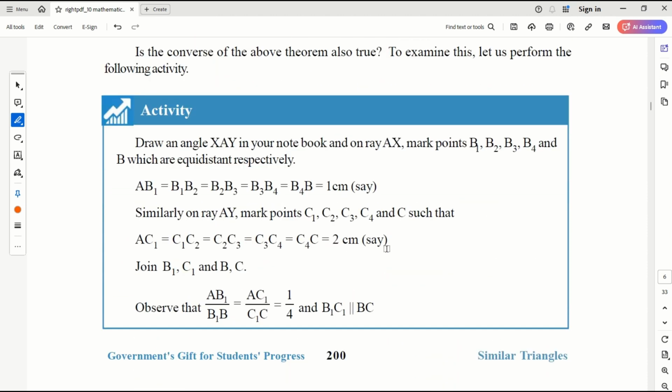Okay, now you can try this activity. This is very easy to understand. You can try it.